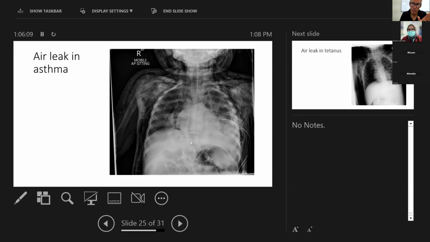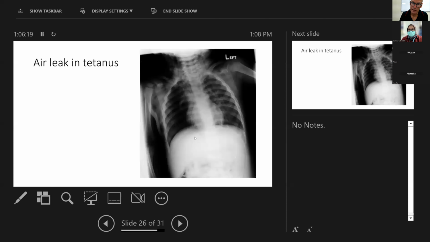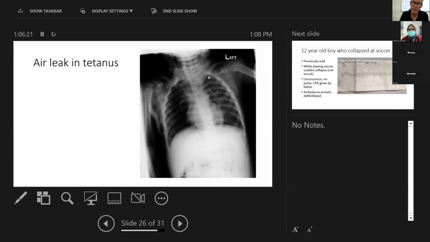This is a child who had very severe asthma with severe air leak. And the last picture of air leak I want to show you is a child who had tetanus and air leak. You can see the same thing again, subcutaneous emphysema going up into the neck and a pneumomediastinum. Also, if you look at this lung field, it looks black compared with this one, and you can start to think about whether there could be a pneumothorax on the right as well.